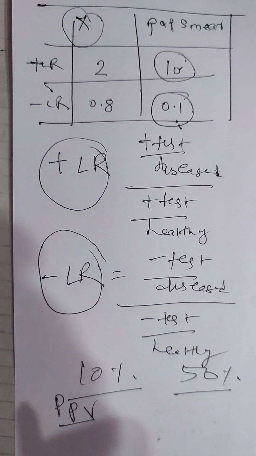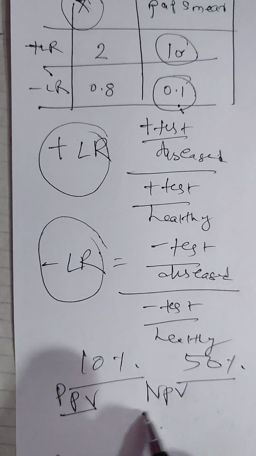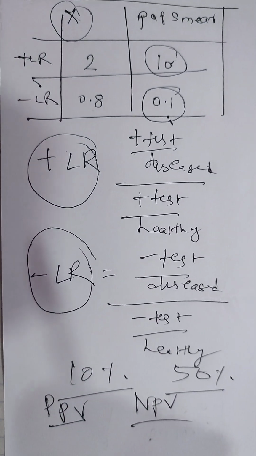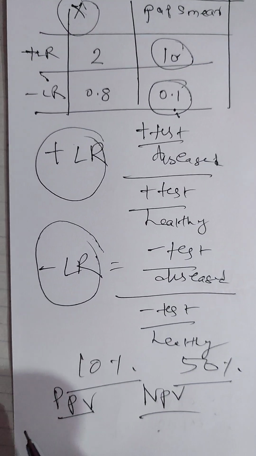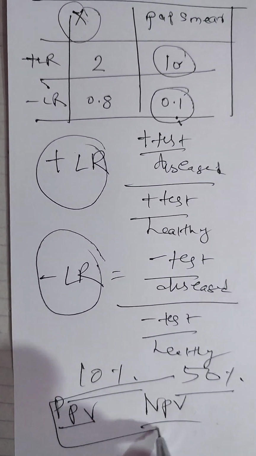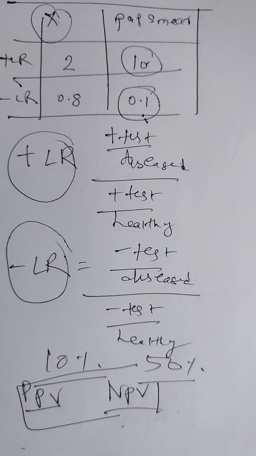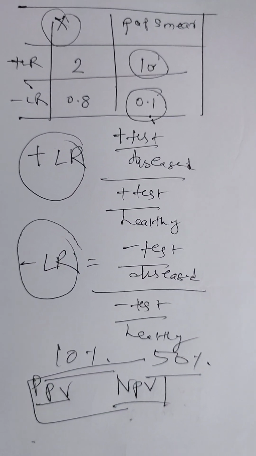Positive predictive value will be higher if the prevalence of the disease is higher, and negative predictive value will be lower if the prevalence of the disease is higher. So the predictive value of the test fluctuates widely with the prevalence of the disease, but the likelihood ratio does not fluctuate with the prevalence of the disease.